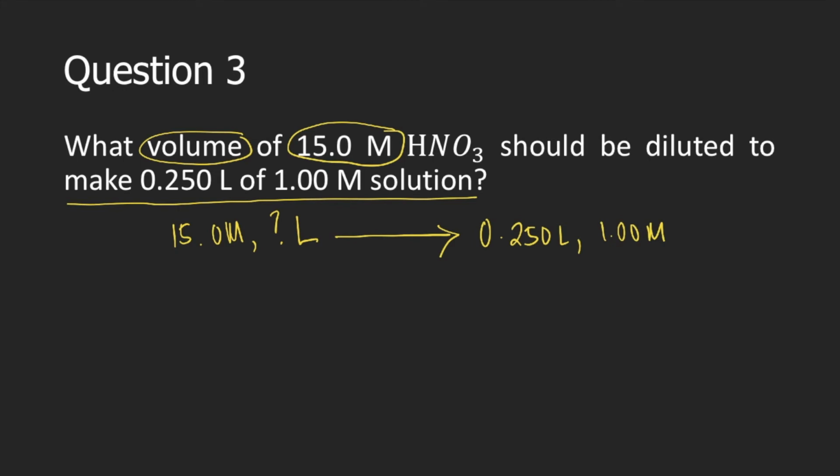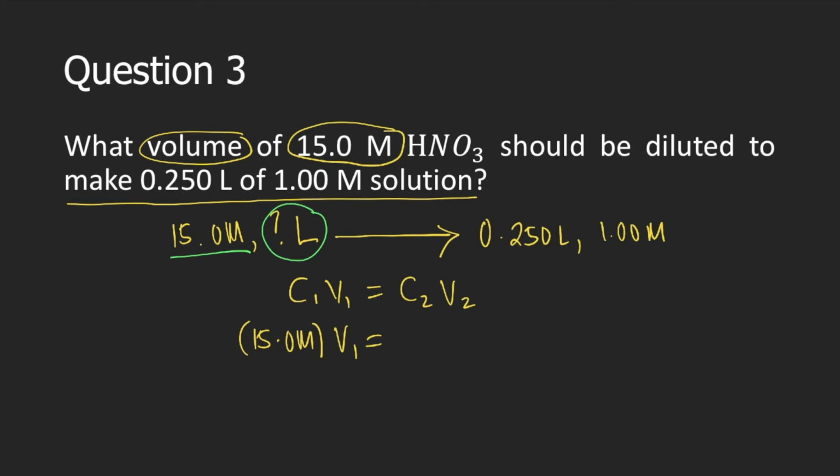So let's use the formula C1V1 equal to C2V2. C1 is 15 molar. That's your initial concentration. V1 is unknown, so just write V1. C2 is your final concentration, which is 1 molar. And V2 is your final volume, which is 0.250 liters.